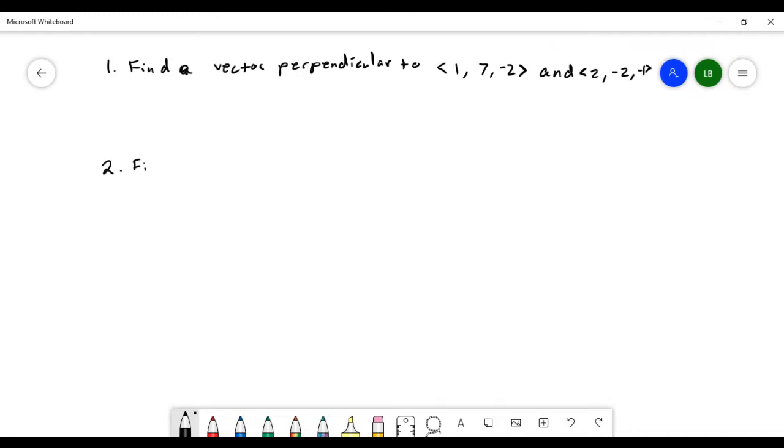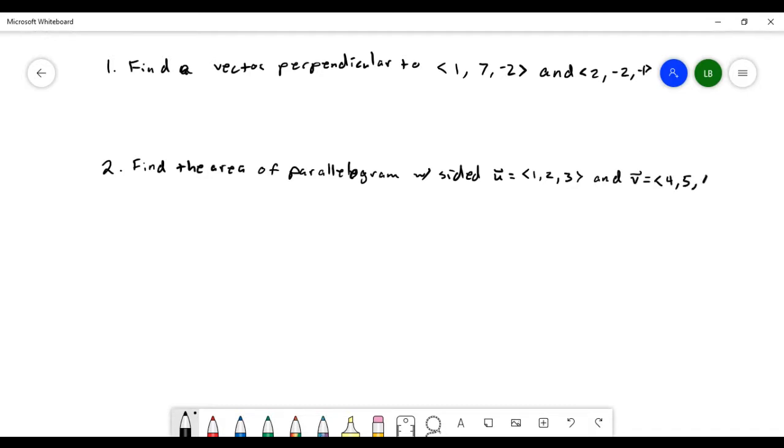Second, find the area of the parallelogram with sides u equals (1, 2, 3) and v equals (4, 5, 6).